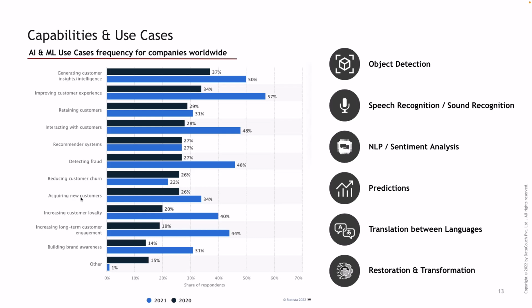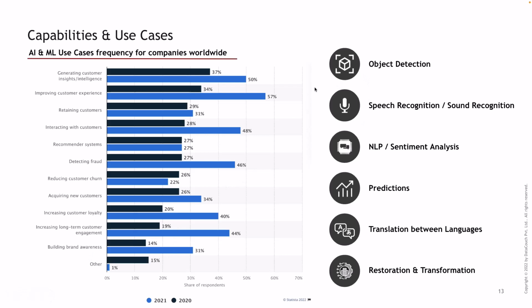Then another one is acquiring new customers. How do we acquire a new customer? How do we convert leads to contacts? That is like a CRM domain. And Salesforce, Zoho, these companies are focusing on such use cases a lot. Increasing customer loyalty, so this is another common use case. And then long-term customer engagement, building brand awareness, and there are many others.